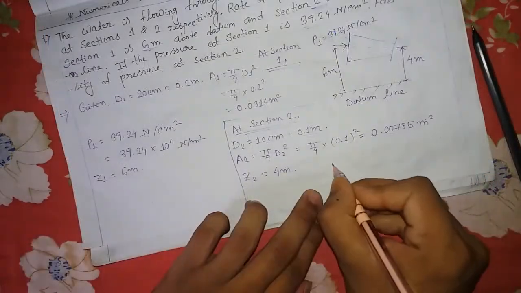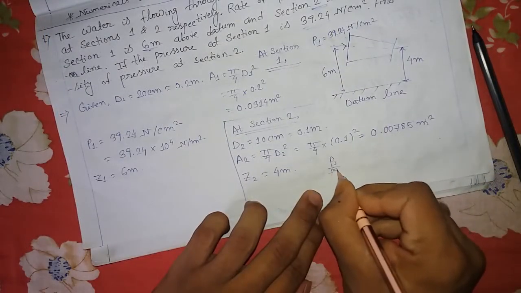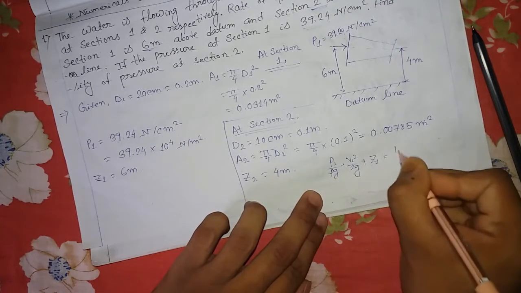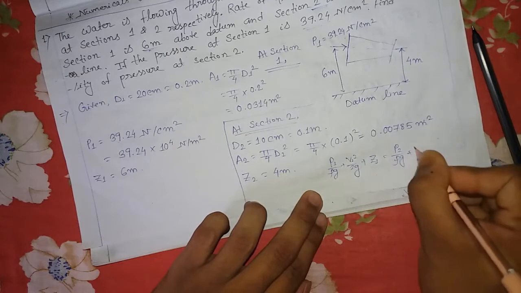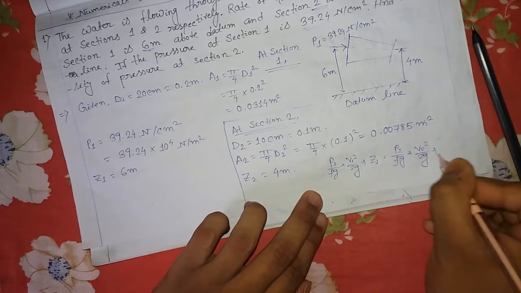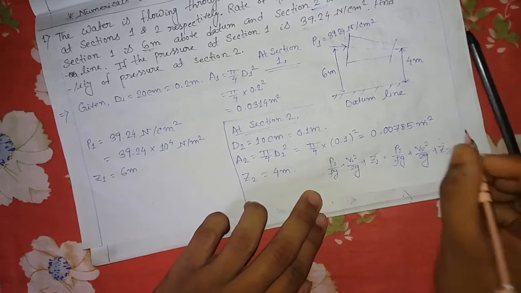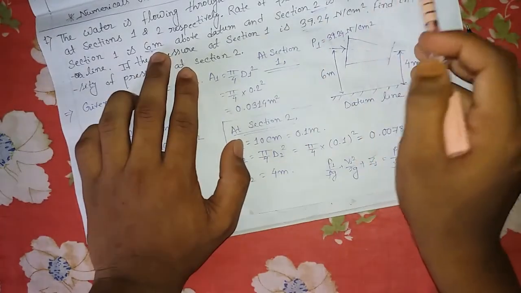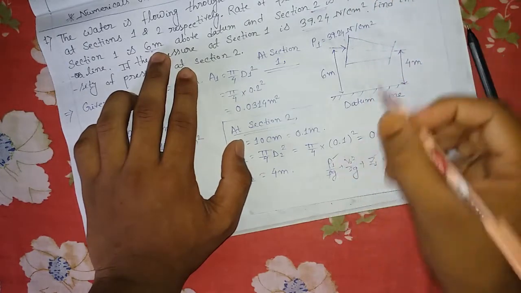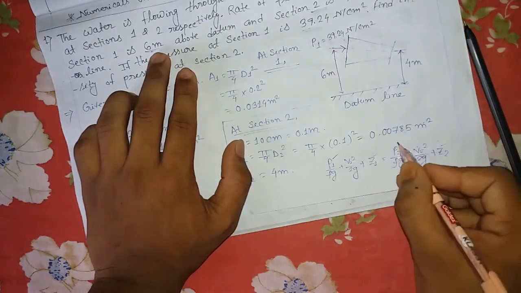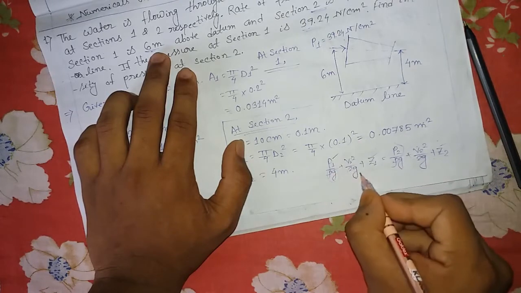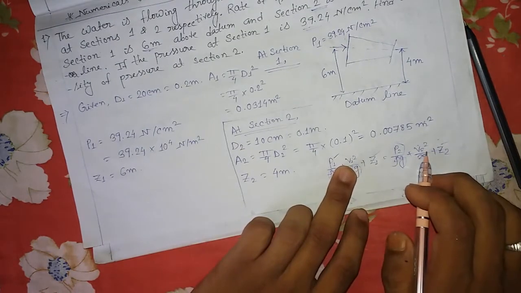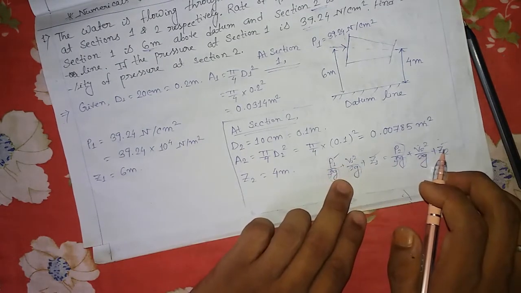P1 by rho g plus V1 square by 2g plus Z1 equals P2 by rho g plus V2 squared by 2g plus Z2, right? Z1, Z2 relative to the datum have been given. Velocity we don't know, but diameter we know. Pressure is given at inlet, and they want to know the pressure at outlet. These quantities we know, right? So we only don't know the velocity components. Other things have been given.